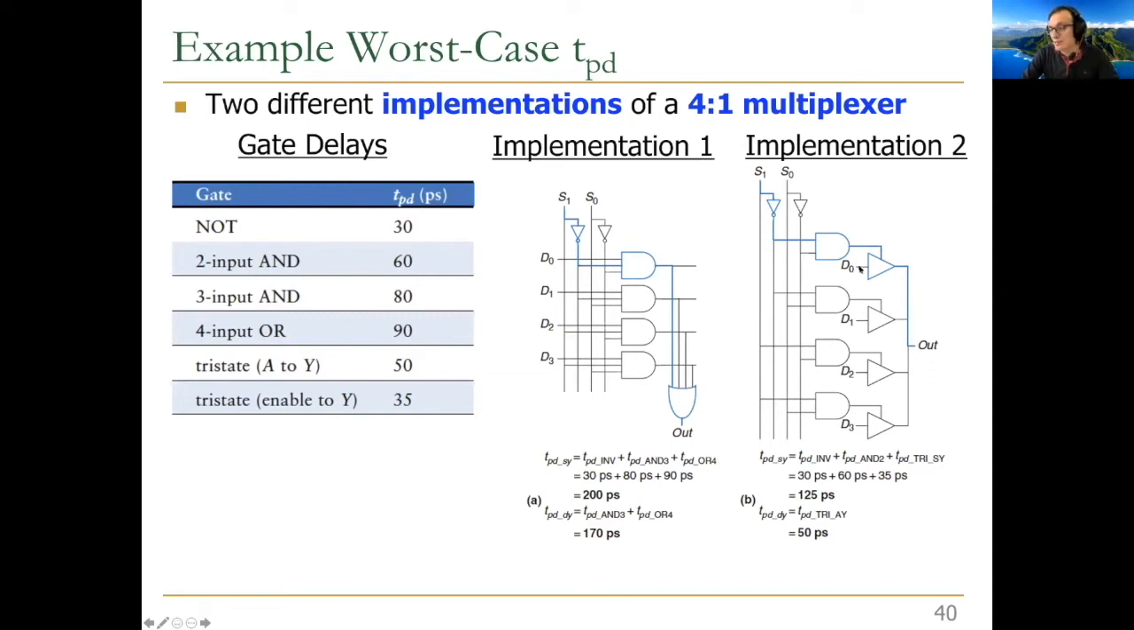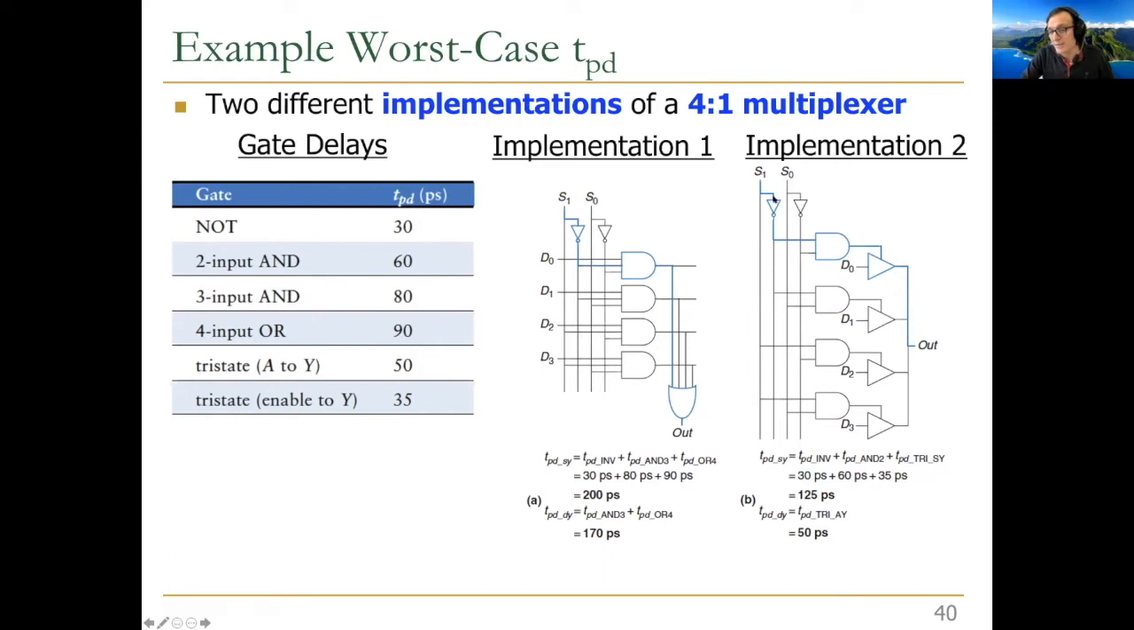Basically, in order to go from any data input value to output value, you go through only one gate, which is really the tri-state buffer, right? And the propagation delay of that is only, well, there are two specifications you can see for the tri-state buffer, data to Y and then enable to Y. We're exercising data to Y, which is 50 over here. So the worst case delay from data input to output is 50 picoseconds.